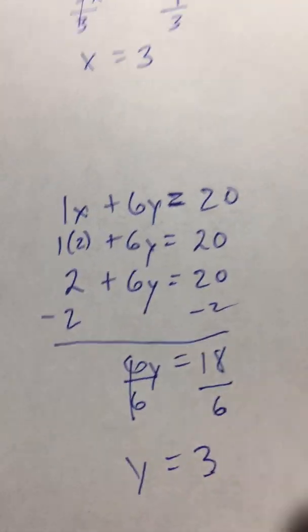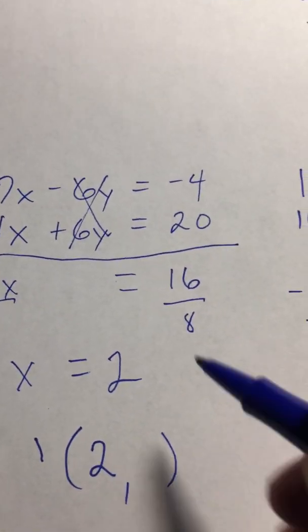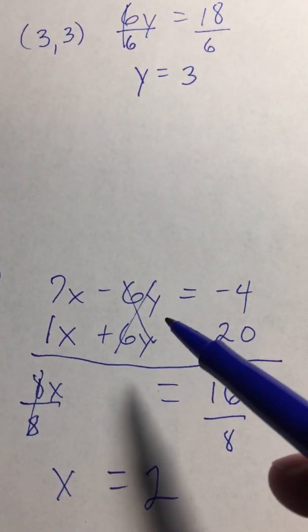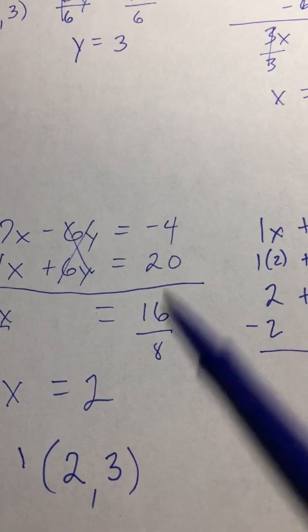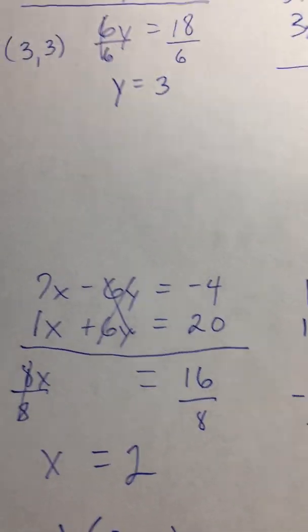So, now I know the other half of it. Y is 3. So, here's my ordered pair. X was a 2 and my y is a 3. So those two original equations intersect at the point 2, 3. That is the solution to that systems of equations. No graphing calculator needed whatsoever. Aren't these the funnest things in the world?